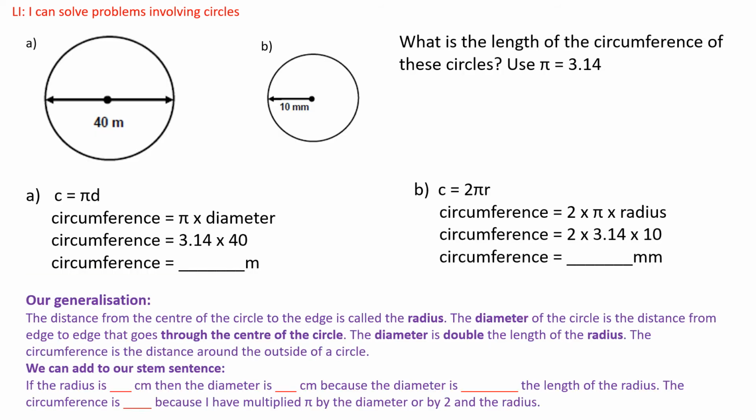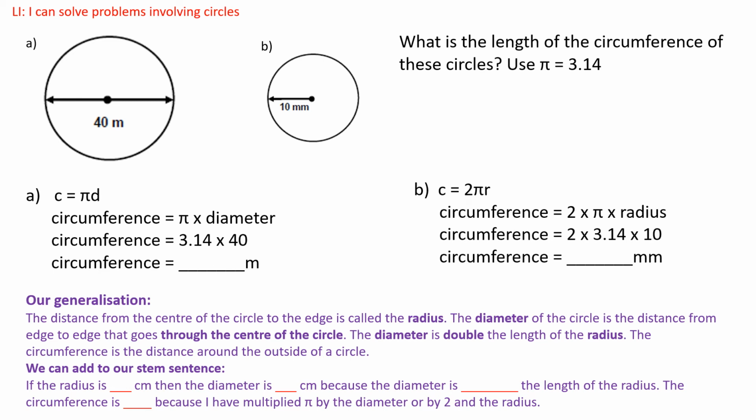Now, we can use that formula to help us calculate the circumference of a circle. So we don't need to measure it with a piece of string anymore. So if we look at A, remember, C equals pi d means circumference equals pi times the diameter. Can you remember how much I said pi was worth? 3.14. So here we can say that the circumference of the circle is 3.14 times 40. So I would do 3.14 times 4 and then times that by 10.